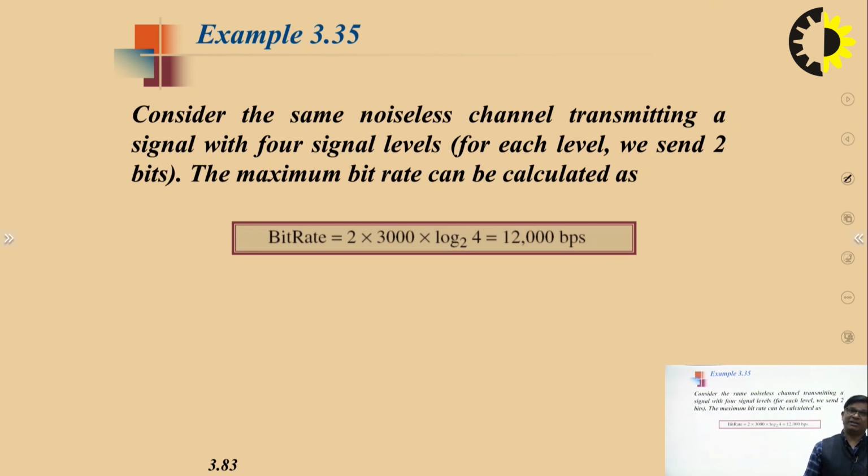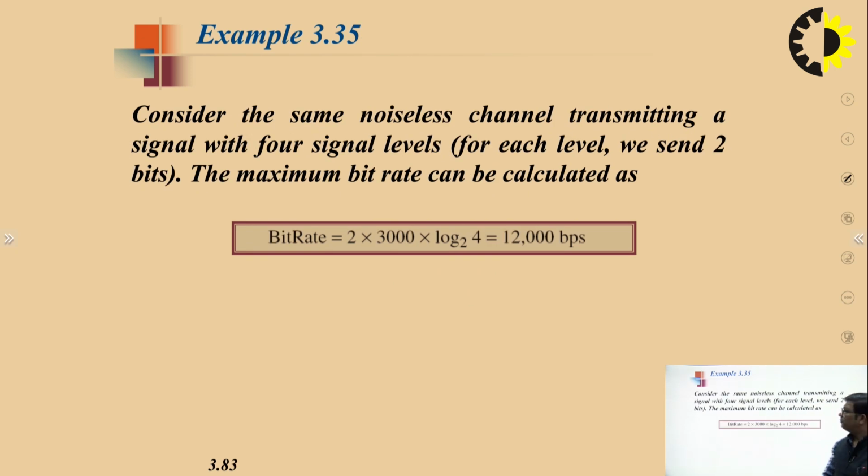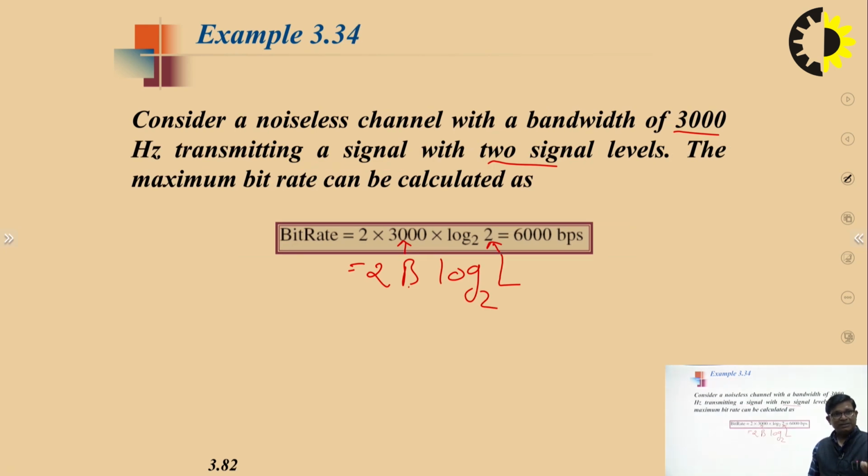Consider the same noiseless channel. When we have only two levels, the bit rate is 6000 bps, and when we have four signal levels, we get 12,000 bps. So the bit rate is quite a bit higher if we double the number of levels. This is 6000 and this is 12,000.